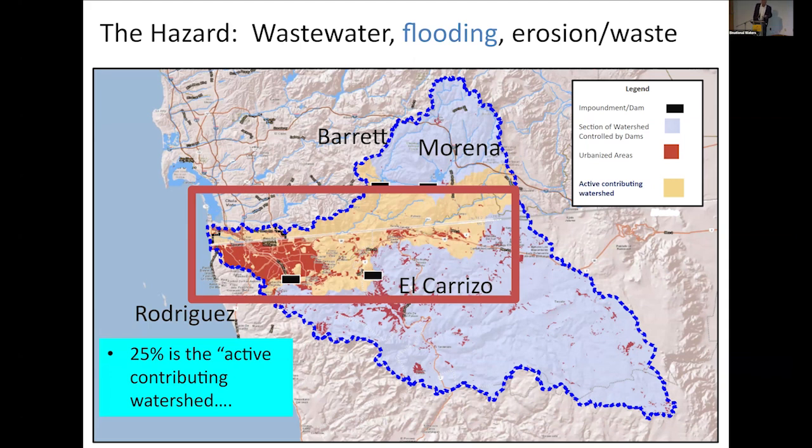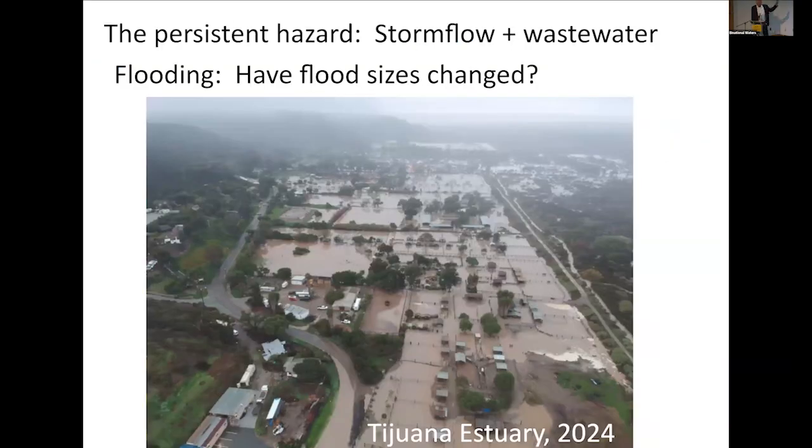Next, flooding and storm flow more broadly that also originates from this downstream of the dams. This is a flood that happened in the Tijuana River estuary in January of 2024. And I want to emphasize that it's not just the water, but also the contaminants in the water that are a problem. And we might ask, how have flood sizes changed in the Tijuana River over the last 50, 60 years?